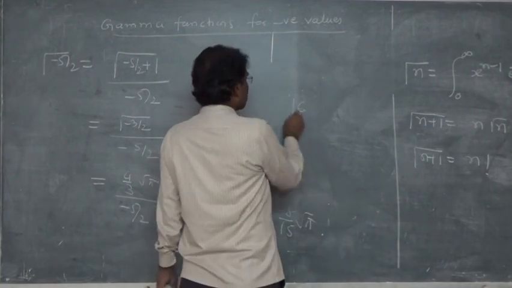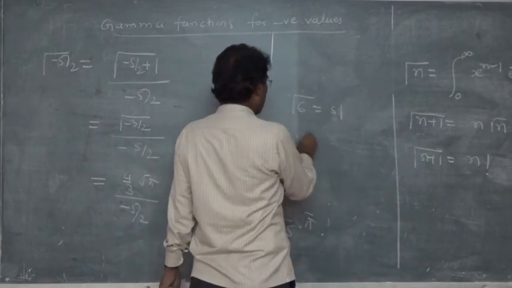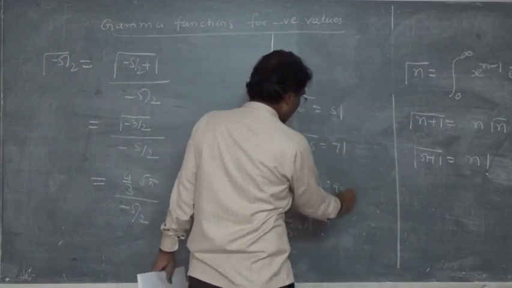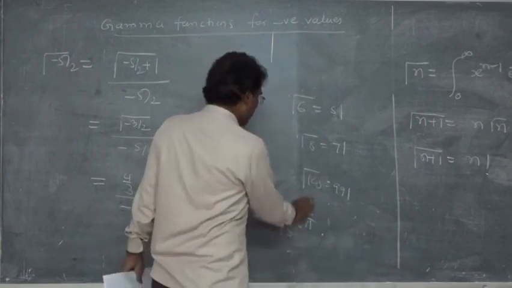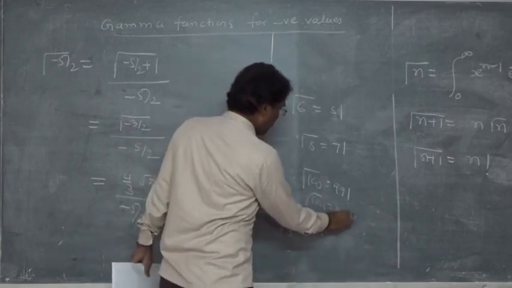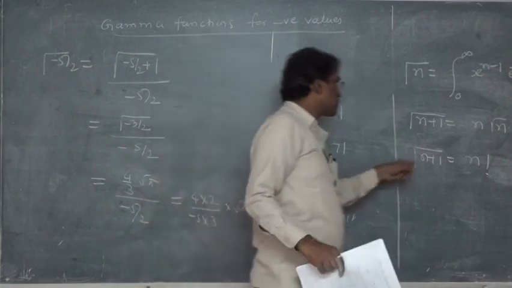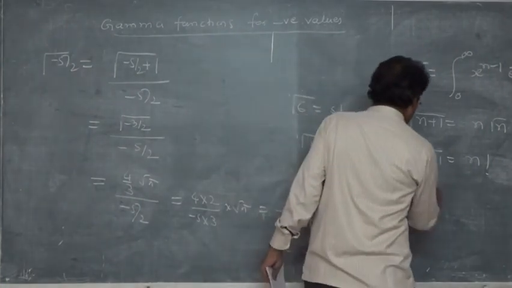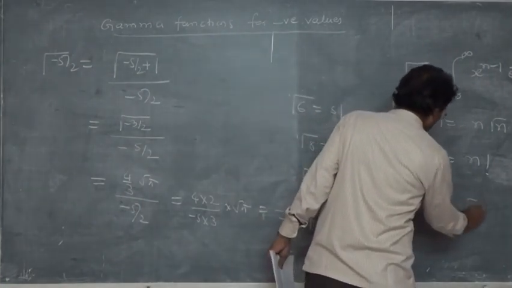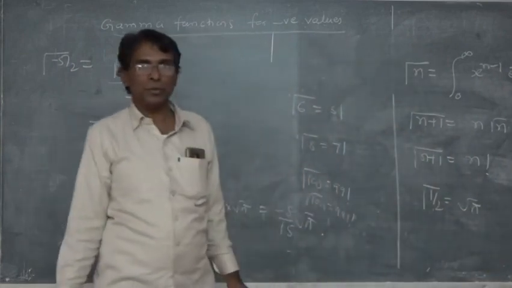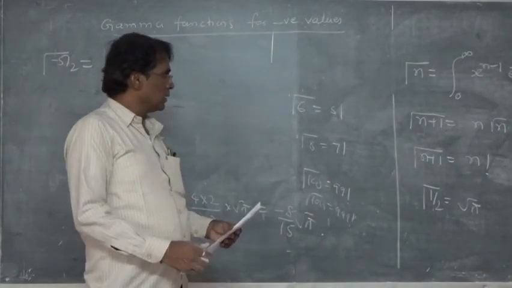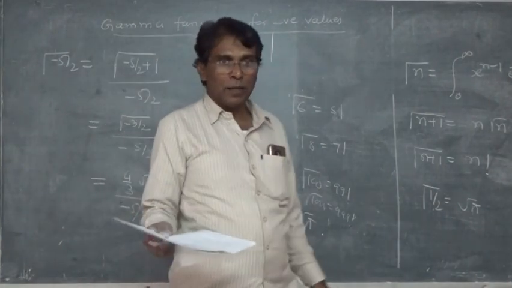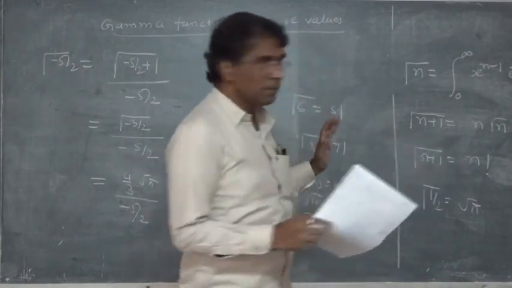For example, gamma 6 is equal to 5 factorial. Gamma 8 is equal to 7 factorial. Gamma 100 is equal to 99 factorial. Gamma 1000 is equal to 999 factorial. So the same thing, gamma n plus 1 is equal to n factorial. This also we did. And one more important formula we did: gamma half is equal to root pi. So this much is enough I think for today. Please go through this one.